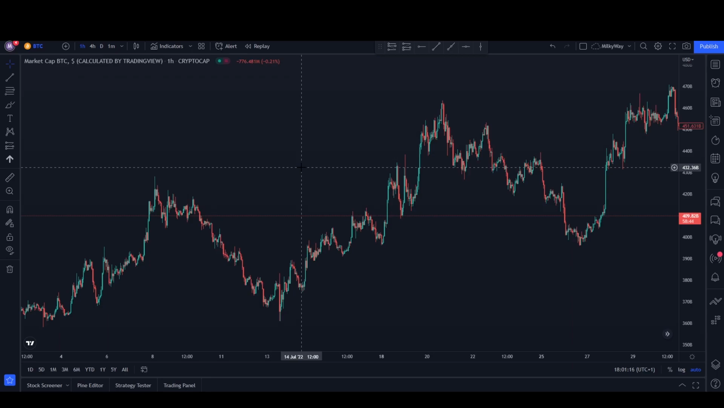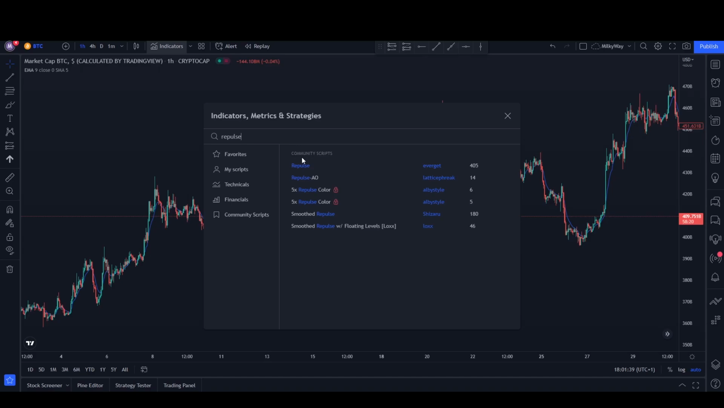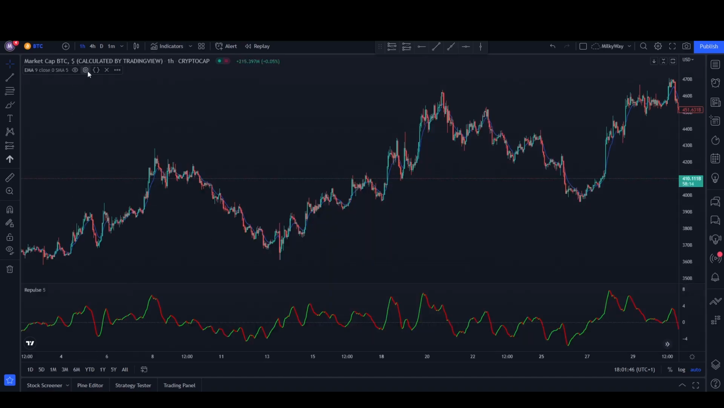All right, so here we are on the charts. We've got the Bitcoin against the dollar chart open on the 1 hour time frame. So let's add the indicators. So the first indicator is the exponential moving average, and the second indicator is the repulse indicator. As you can see, I'm selecting the one from Everget. So we'll go ahead and change the settings.